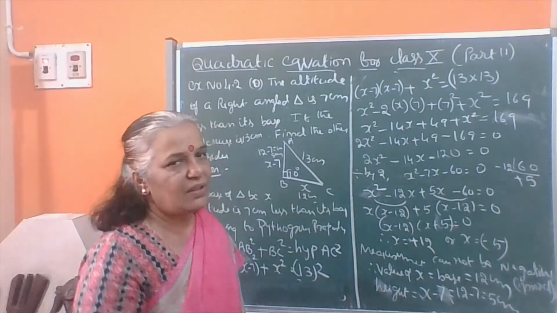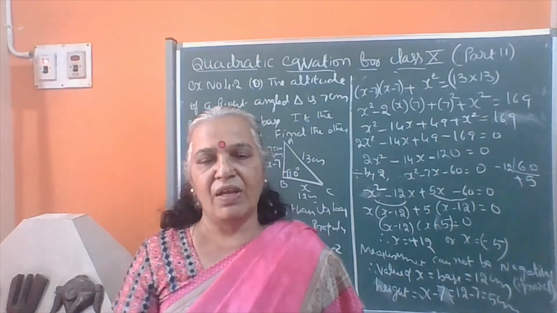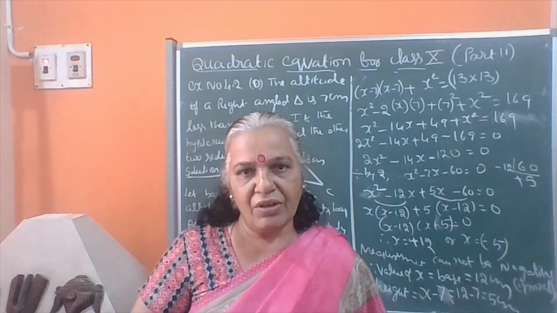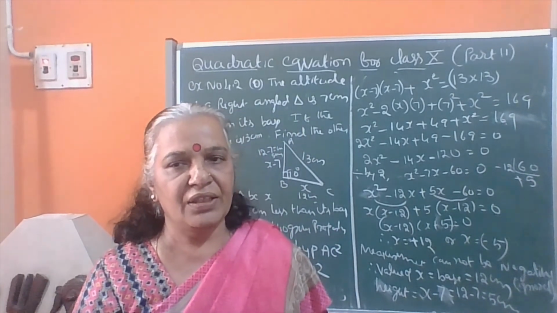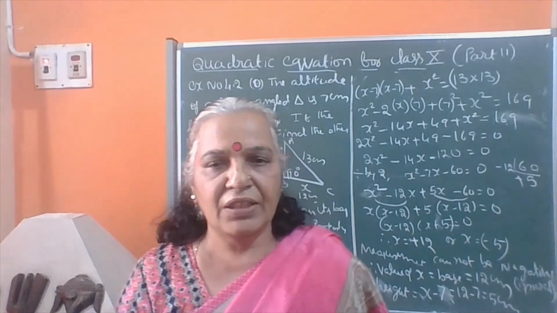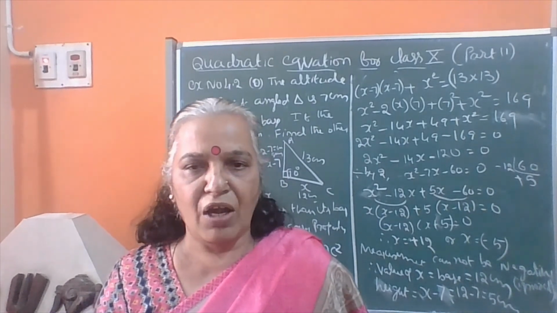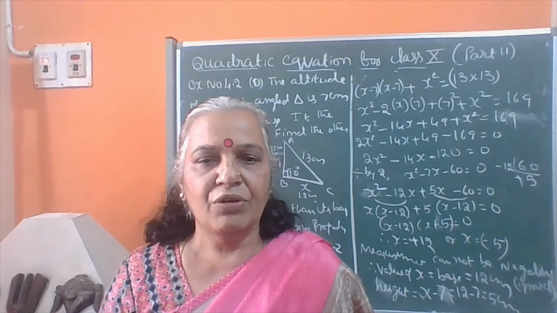Now, this method of finding the roots of the equation, that is the value of x, is called the factorization method or splitting the middle term. And in the next video, we are going to learn about how to find the roots of the given quadratic equation using the formula.